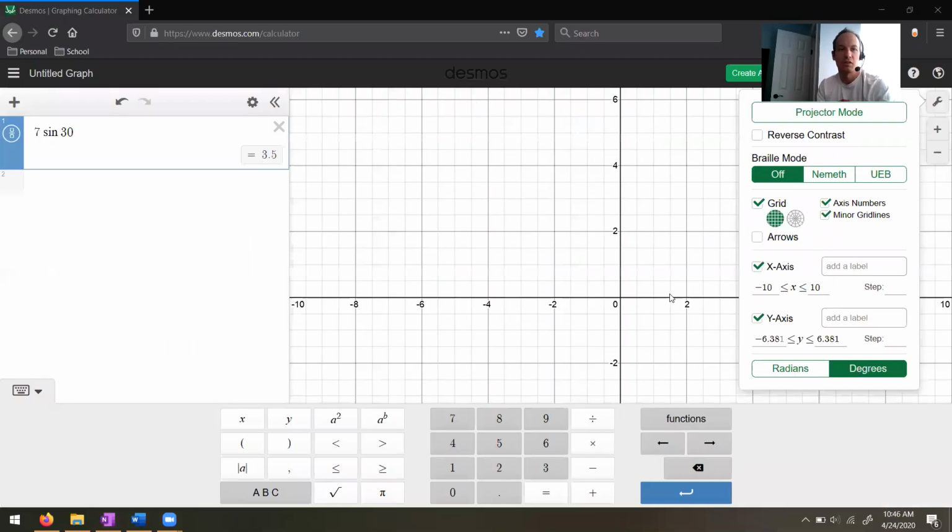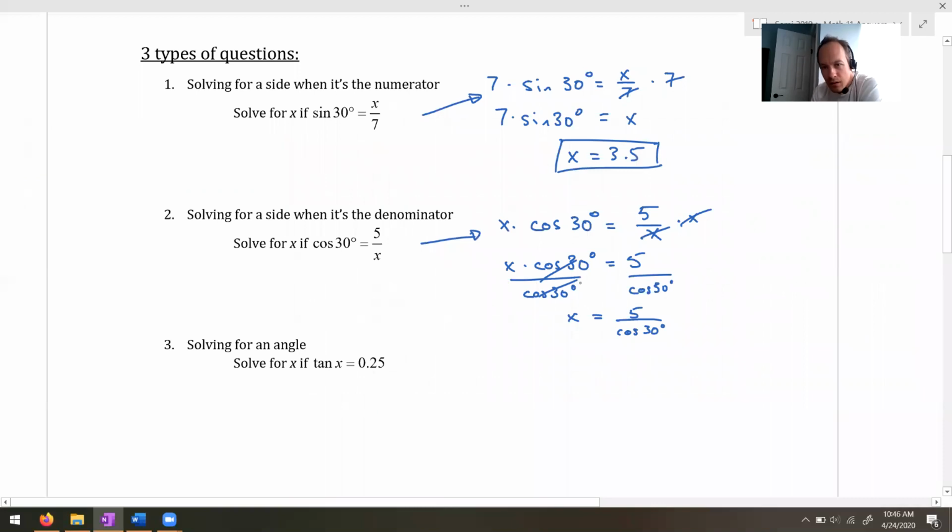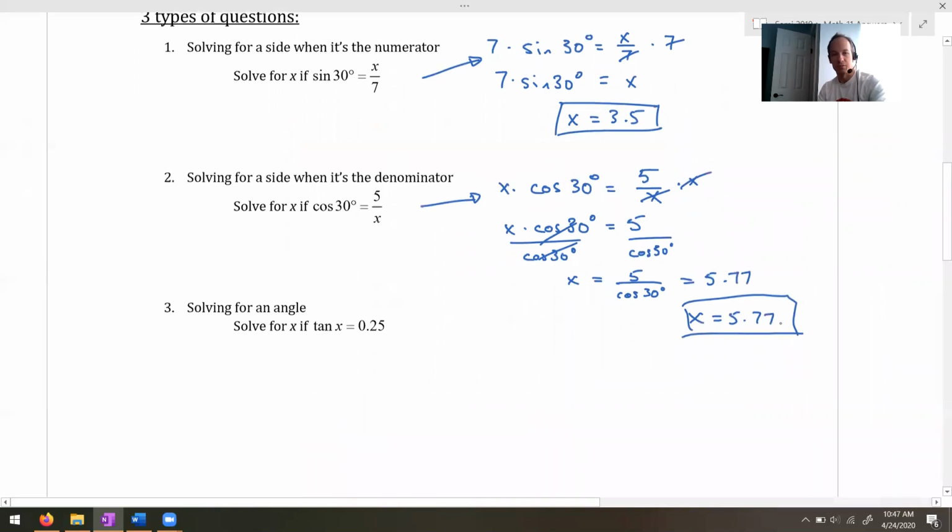Again, we go to our calculator here, and if we want to work this one out, we're going to go 5 divided by cosine 30, and we get 5.77. And there we go. Okay, so x equals 5.77. Put a nice little box around it, feel good about ourselves. Okay, it's not a nice box, but it's a box.